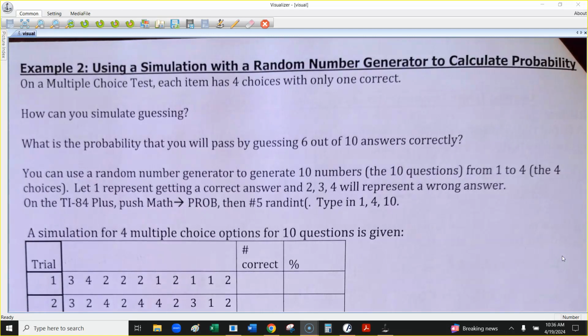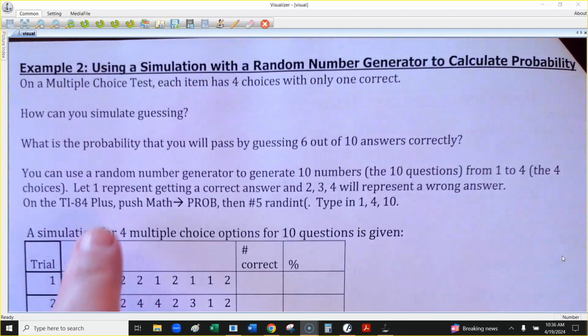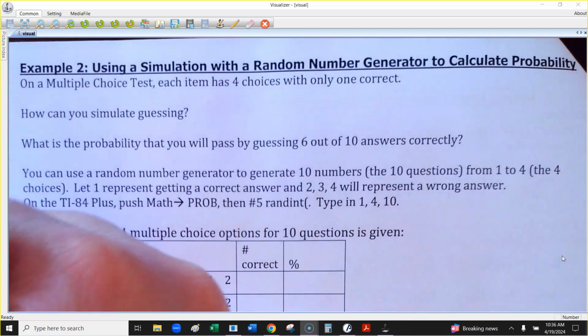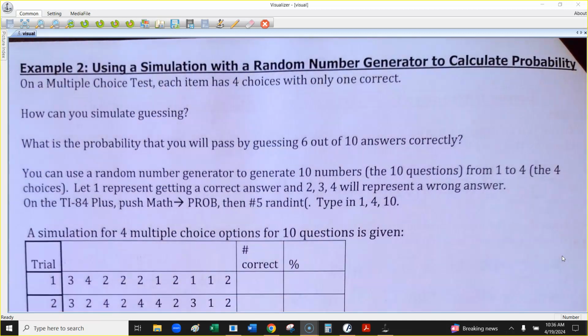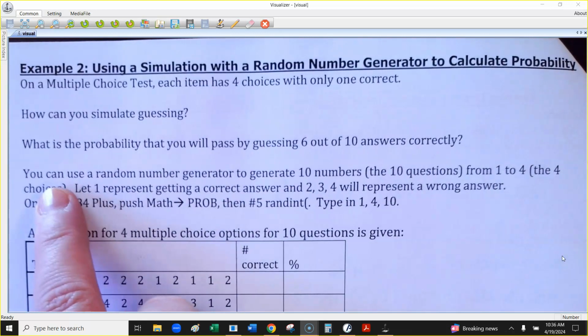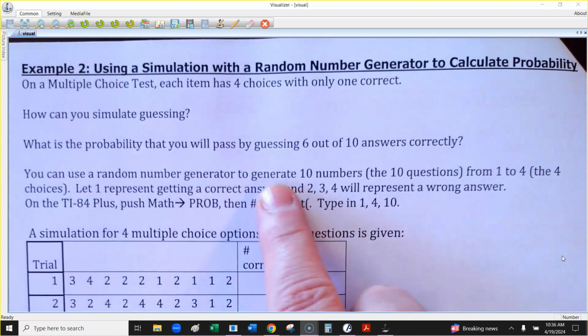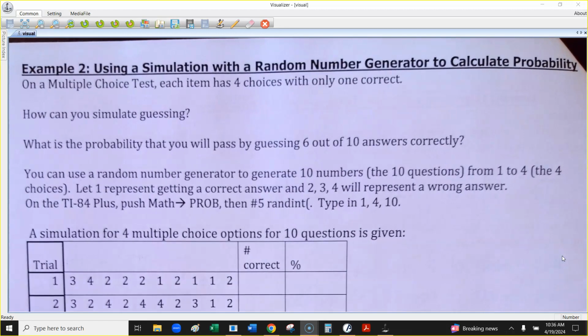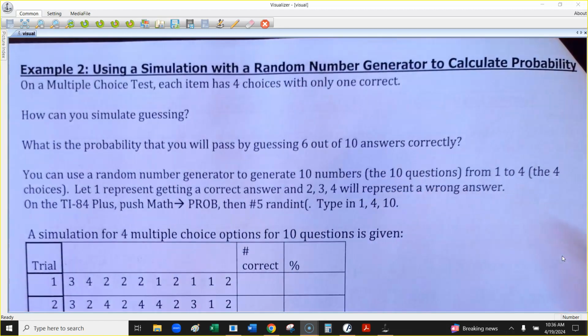All right, so this is going to be 10 multiple choice questions, and in the display here, just so we all have the same thing, there are 20 different trials, so like 20 different people. Okay, if you want to try this on your calculator, you can do this. It says you can use a random number generator. There's apps on the computer for this as well, to generate 10 numbers.